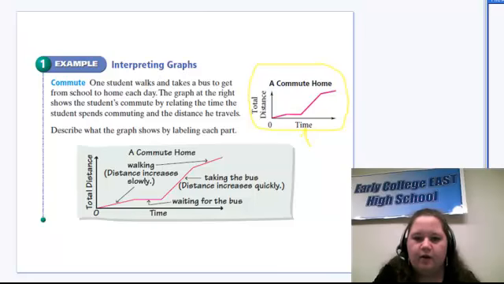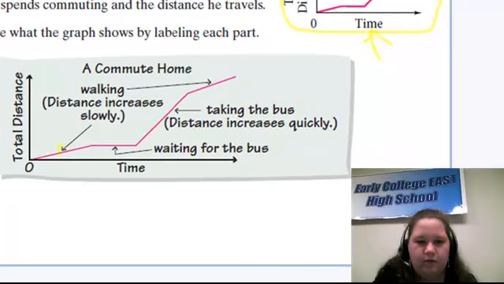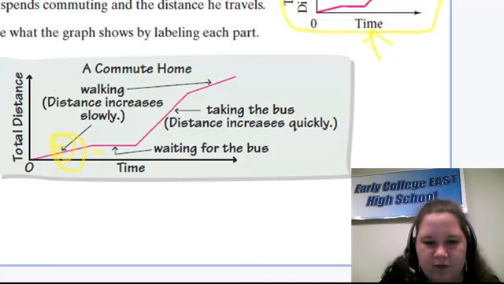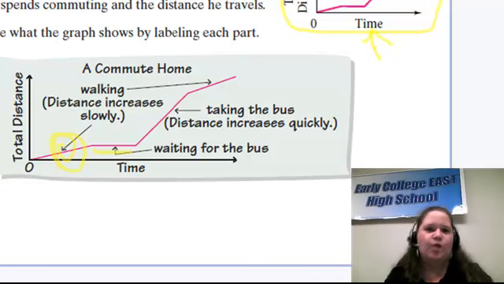And we have total distance here. Describe what the graph shows by labeling each part. Now right here we have the first arrow, and it's saying that's where the person is walking. The distance is increasing slowly. And then we have this little stagnant line, no movement whatsoever, and that's when the kid is waiting for the bus.